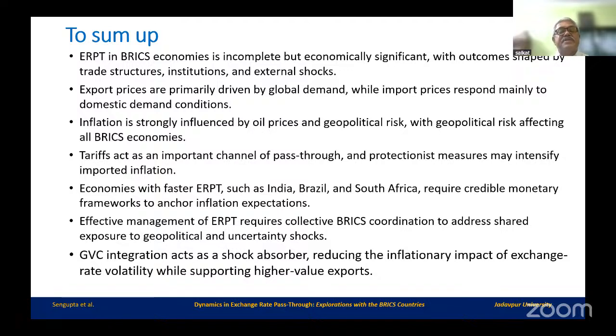Economies with faster ERPT, such as India, Brazil, and South Africa, require credible monetary policy frameworks to anchor inflation expectations. Effective management of ERPT requires collective BRICS coordination to address shared exposure to geopolitical and uncertainty shocks. Last but not the least, GVC integration acts as a shock absorber, reducing the inflationary impact of exchange rate volatility while supporting higher value exports.